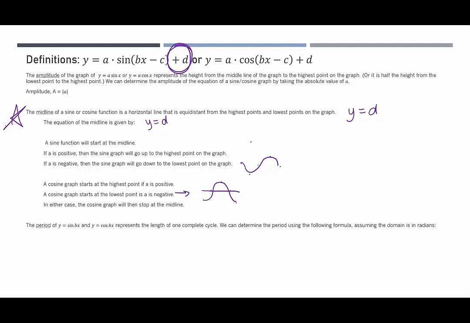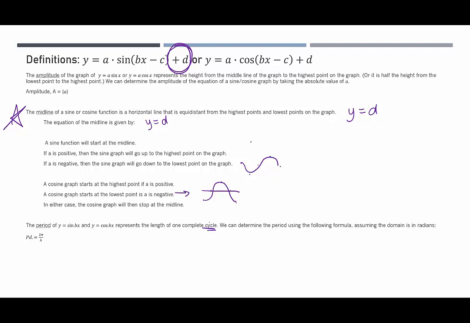The next important thing is the period, and this is going to use that b that we see within the sine function and cosine function. The period of a graph represents one complete cycle. So starting at 0 and going all the way around to 2 pi would be one period of the graph. Sometimes I do call it a cycle, so I kind of use those synonymously for better or worse. We can determine the period using the following formula, assuming that the domain is given in radians. So we're talking about radians, and keep in mind that to find the period, it's not just b. The period is equal to 2 pi divided by b.